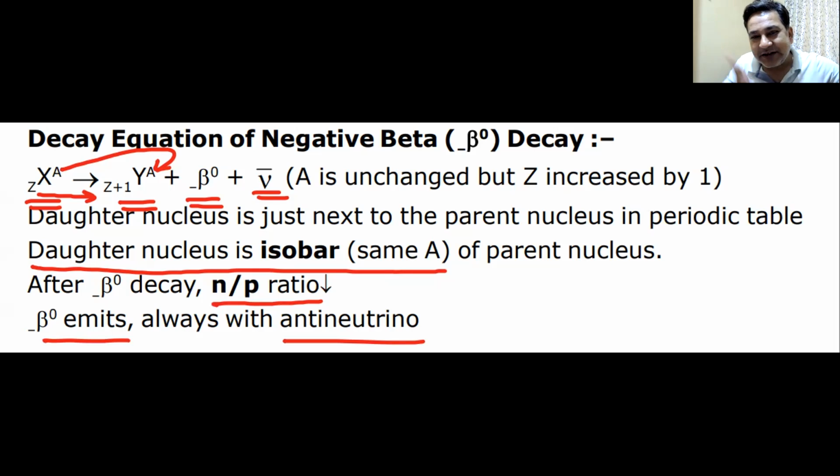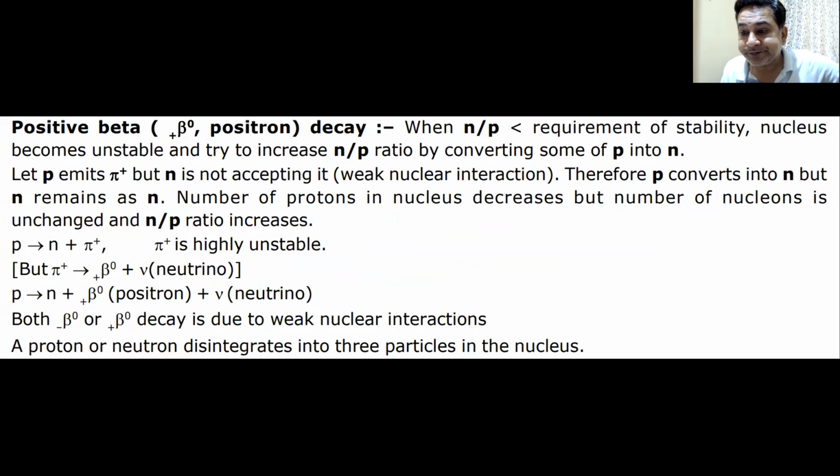After negative beta, what will come? Positive. Don't throw stuff. Okay. After negative comes positive, and here is the positive beta decay.